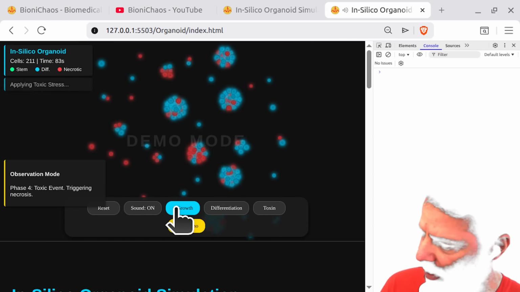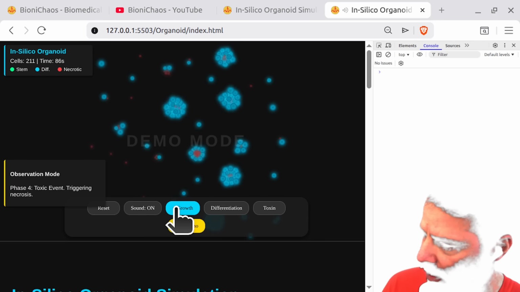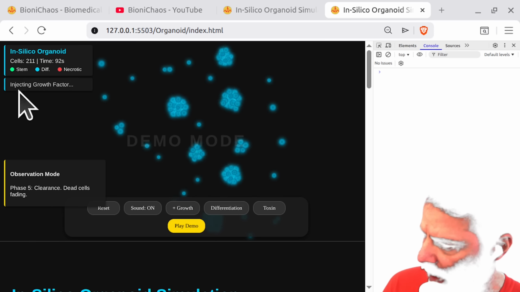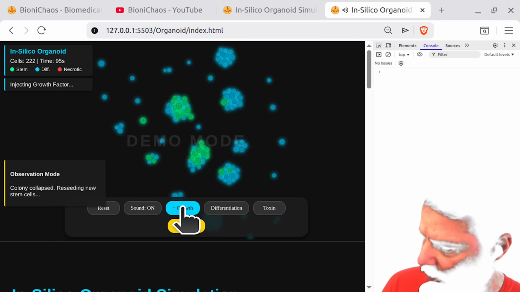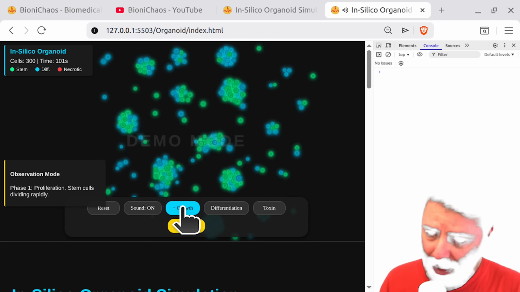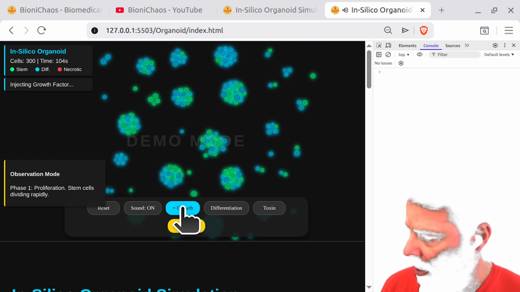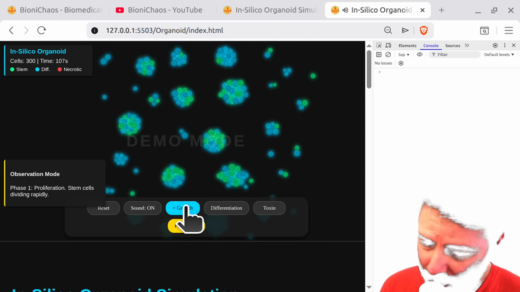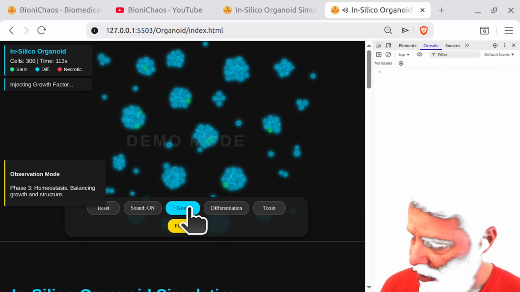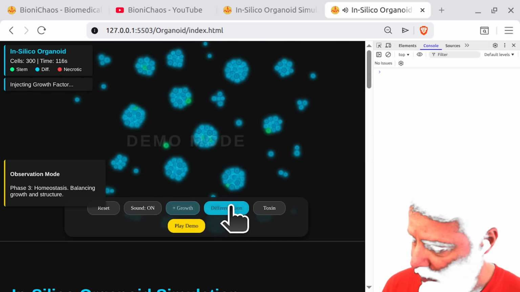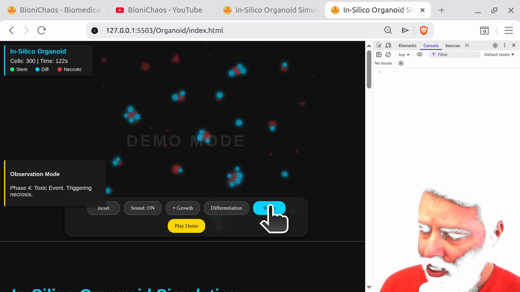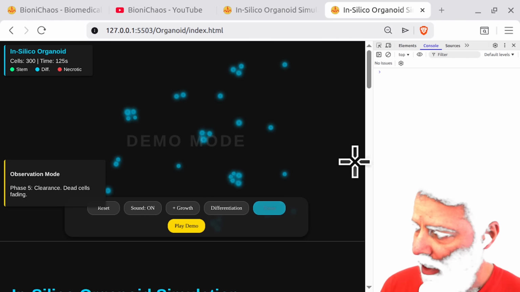First of all, there is currently a situation where the cell count is 200, but clicking the plus growth, I get the message of injecting growth factor, but they're not actually being injected. I assume it's because the demo mode is doing something else and not allowing the injection. But it's just weird that it says injecting growth factors, but it's not actually happening. So maybe we can check or try to improve that.